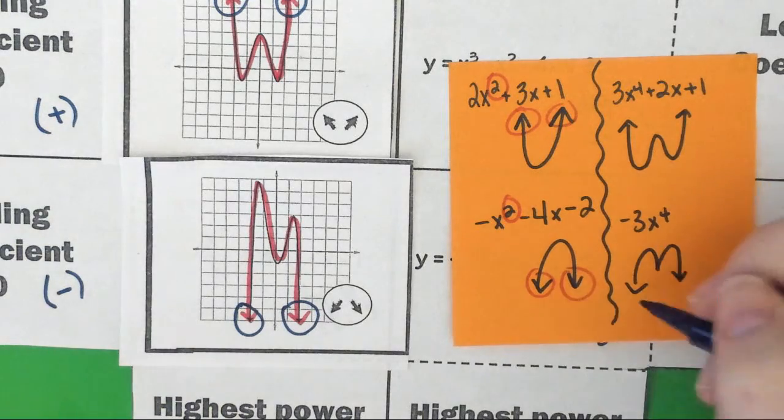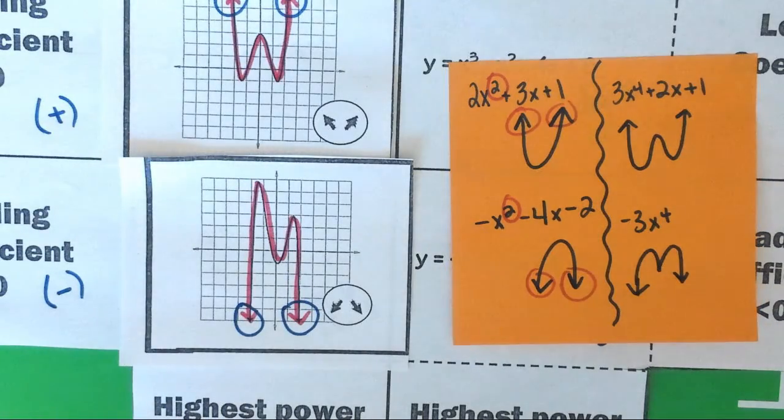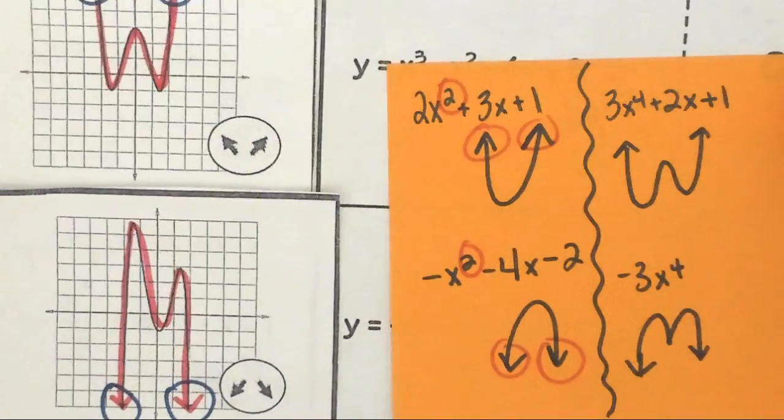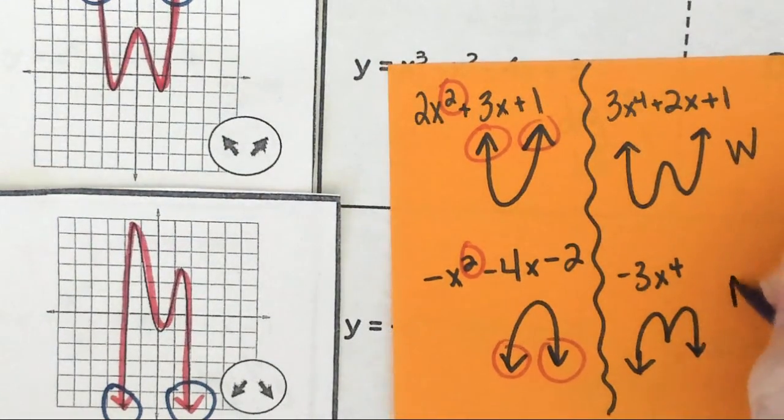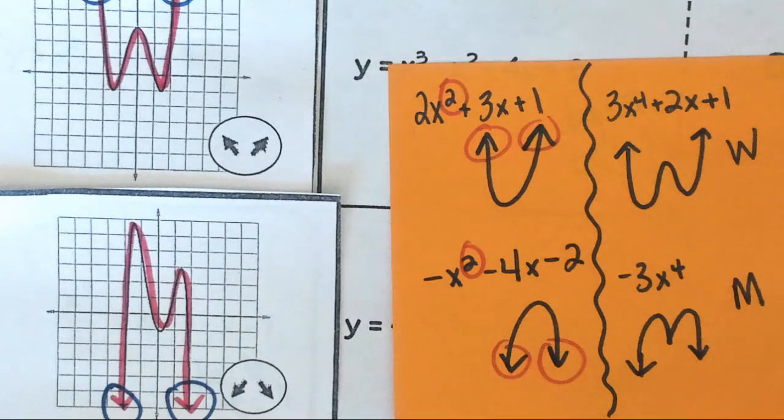And you know how I keep them straight? I think of letters of the alphabet. If it's x to the fourth, I'm either making the letter W or the letter M. If it's positive, I'm W. If it's negative, I'm M. So from now on, when you think of the fourth, either think of W or M.